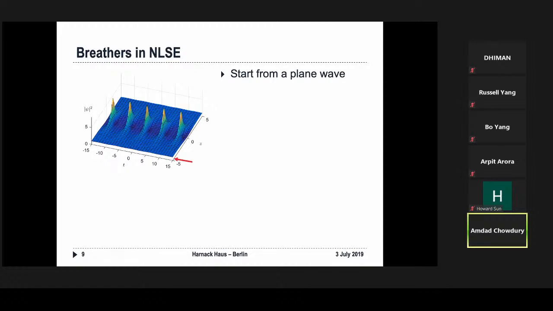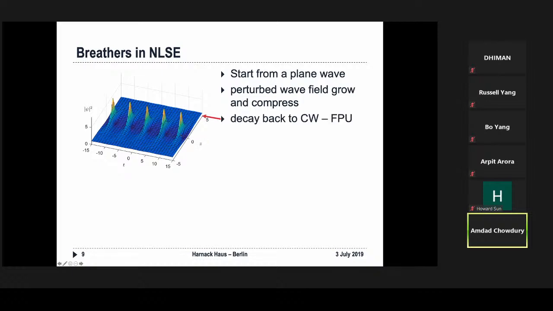To go a bit deeper into the mechanism, how they work: if you look at the beginning, the red arrow, this is a planar background, and it has been modulated with a very small modulation, which will give rise to a centrally compressed, periodic train of pulses in the middle. And then it goes back to the background again. The modulation amplitude goes back to the background again.